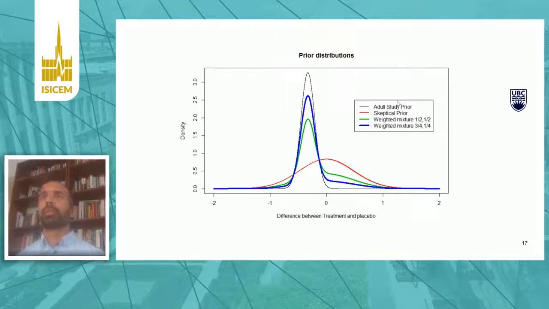And so we're looking at a prior distribution graph. The red line is a skeptical prior where most trials would start, and the black line is the adult study prior. And by weighting them accordingly, depending on how you see fit, you need to understand that we may be able to gain efficiencies as relates to how we analyze pediatric clinical trials.